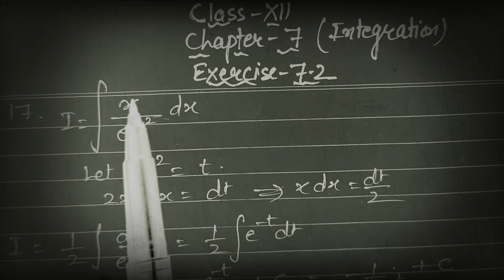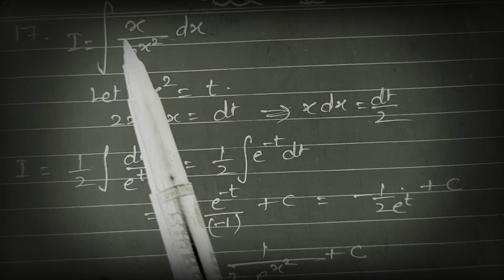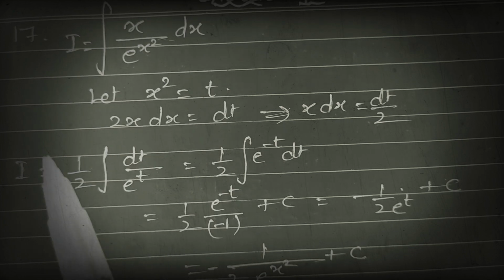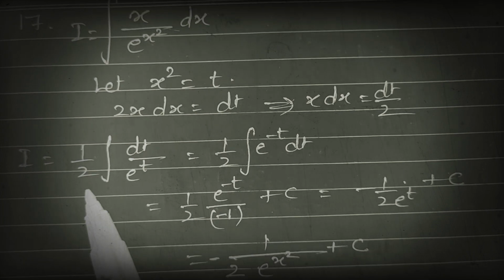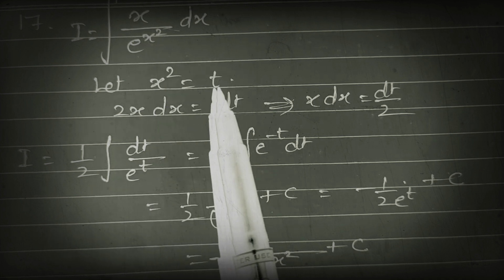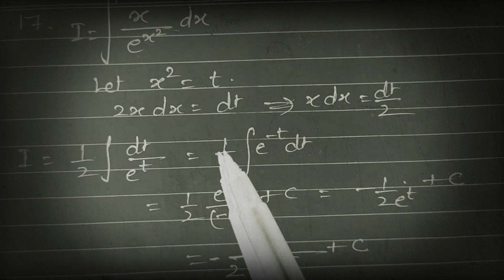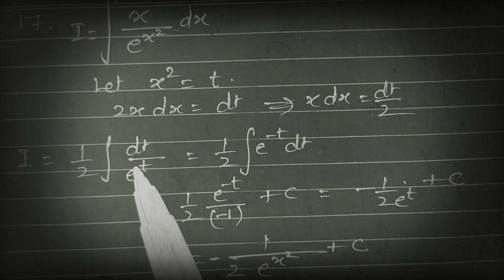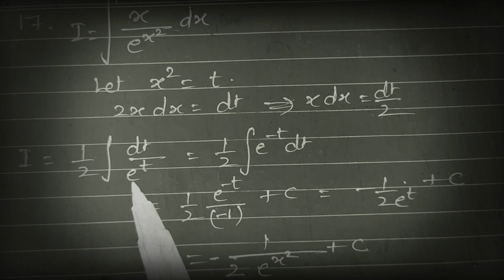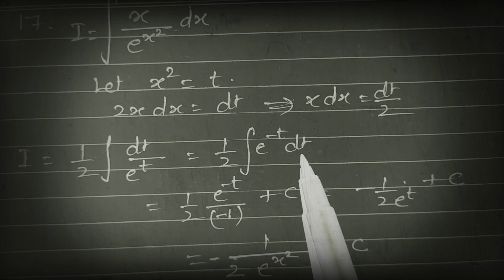So the full function is in the form of t, and it is dt upon 2. The 1 upon 2 is a constant outside, and it is e raised to power t dt. So it is 1 upon 2 as it is. Since e raised to power t is in the denominator, it will go in the numerator with a minus sign. So e raised to power minus t dt.